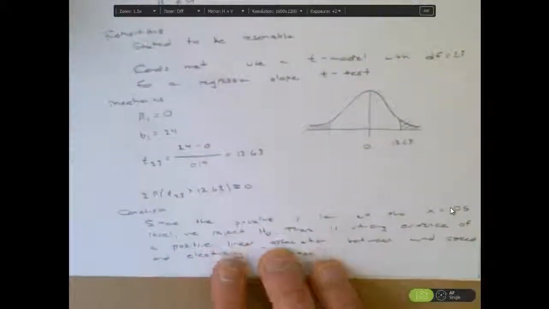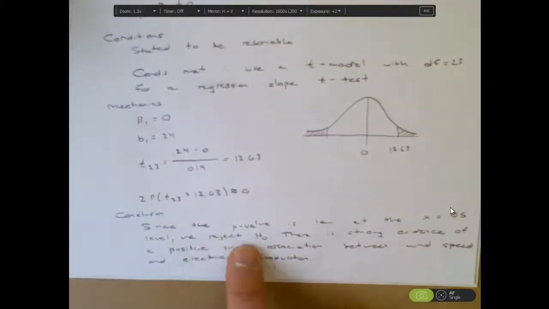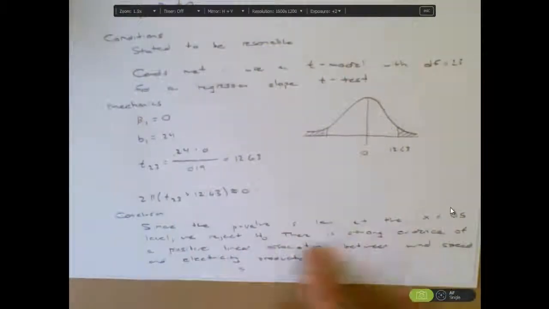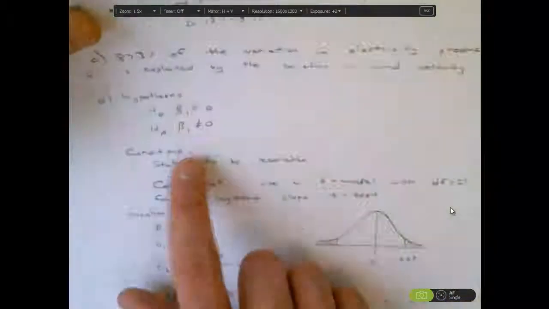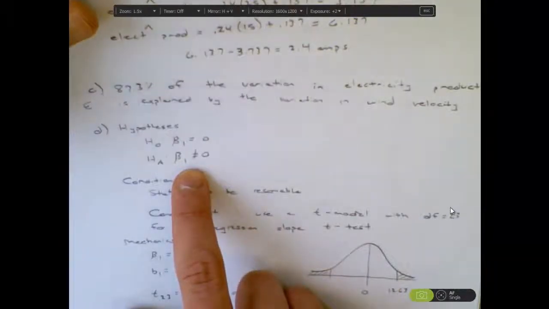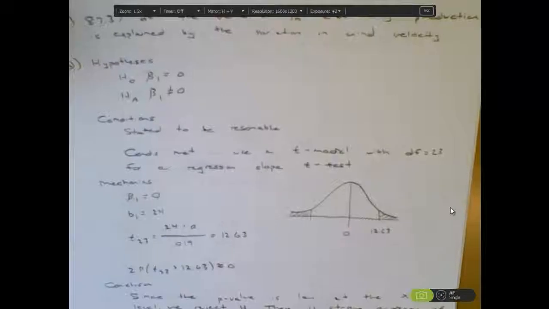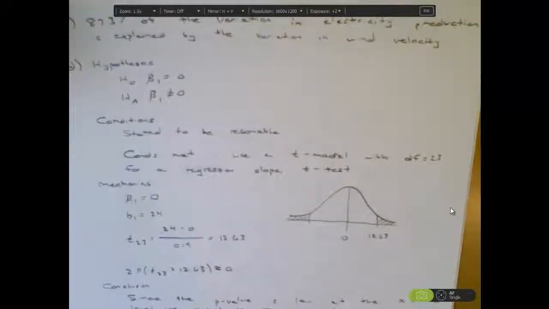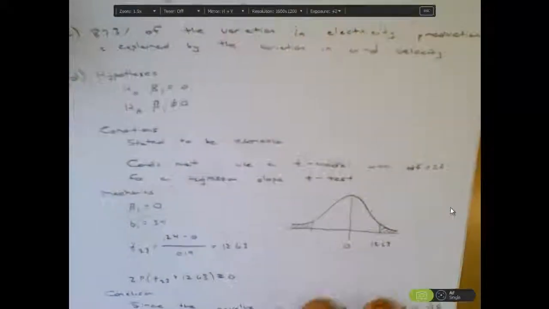So for my conclusion, since the p-value is low at the alpha equals 0.05 level, we're going to reject the null. There's strong evidence of a positive linear association. This is key, because if you're rejecting the null and it's two-tailed, I want to know, is it a positive or a negative linear association, not just that there is one, between the wind speed and the electricity production. I can go further and say generally as the wind speed increases, so does the electricity production.